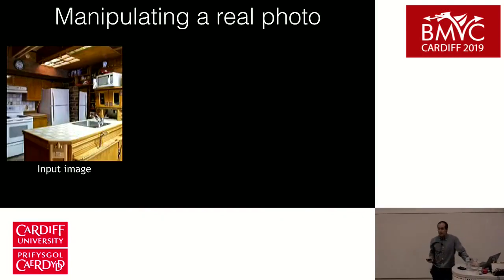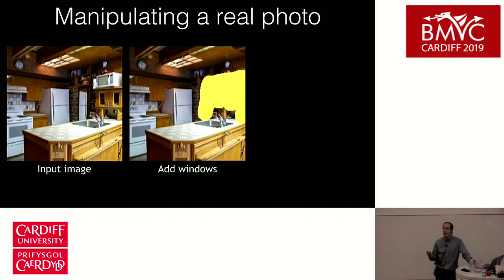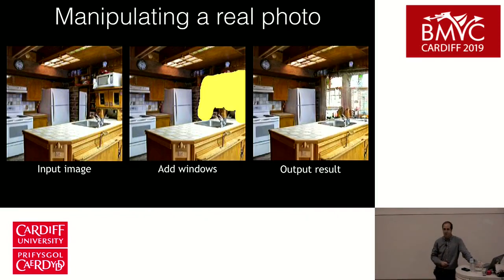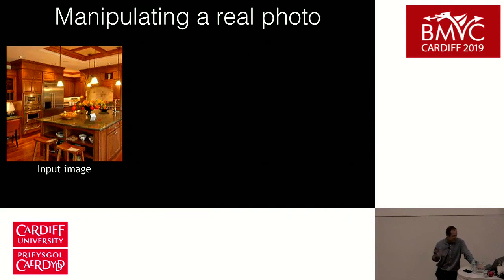So now you can start manipulating real pictures. So here is a real image. And let's say that you want to put a window over there. This is the output. It just puts a window, and it looks really nice. And it even matches the perspective of the wall. So it knows a lot of contextual rules that you need to match in order for this picture to make sense.